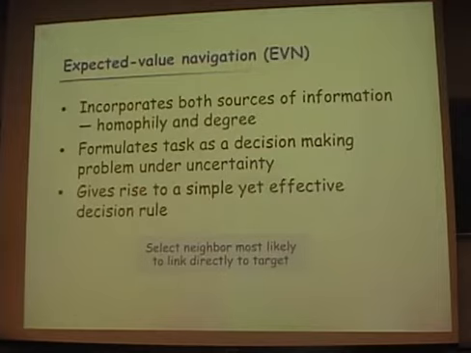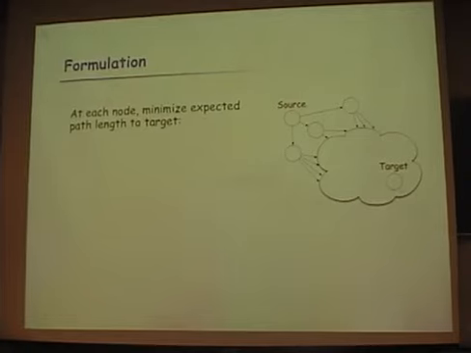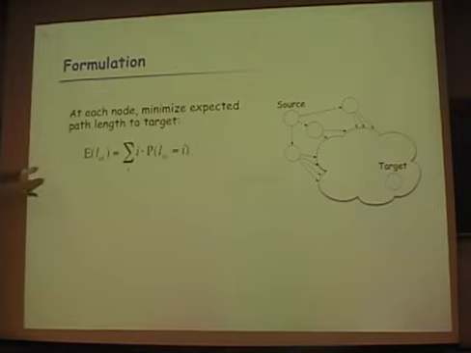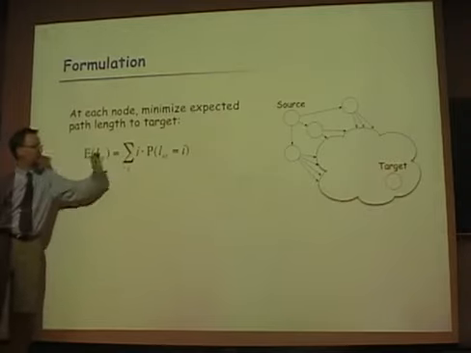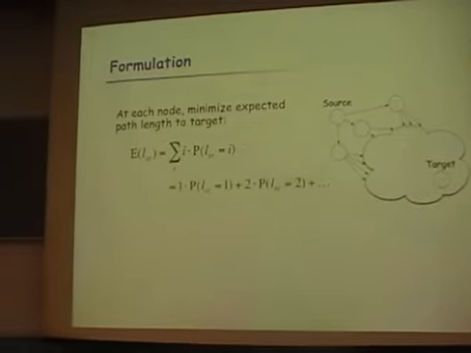And that reduces to selecting the neighbor who is most likely to link directly to the target. Now it sounds really simple, but what's really nice is the derivation, the way we get there. So what we want to do is at each node, the ideal answer would be to minimize expected path length to the target. That would be your overall goal. So you want to minimize this value, expected path length, which is the sum of the path length itself times the probability of that path length. And that's, you know, a big summation.